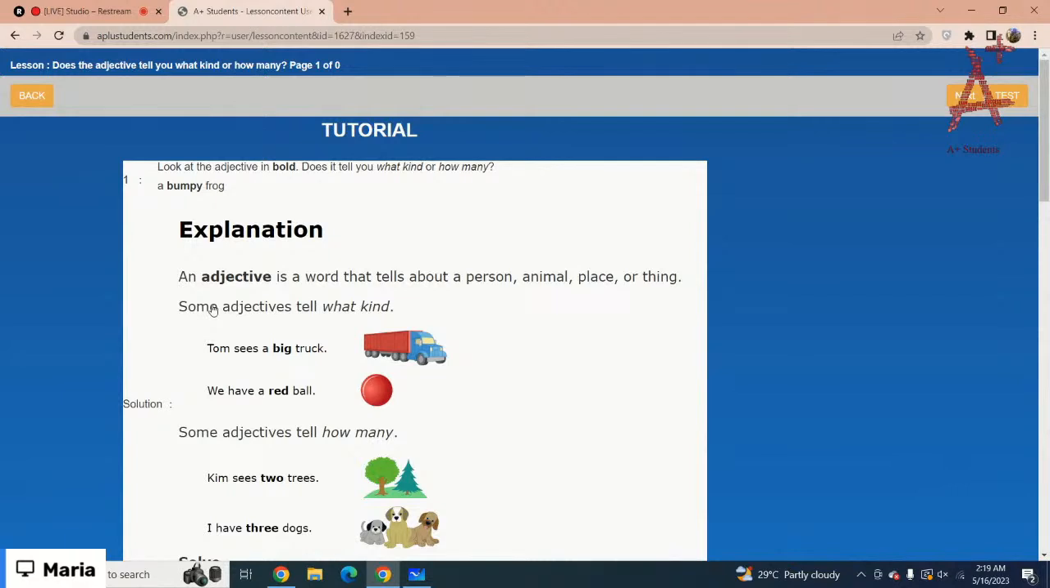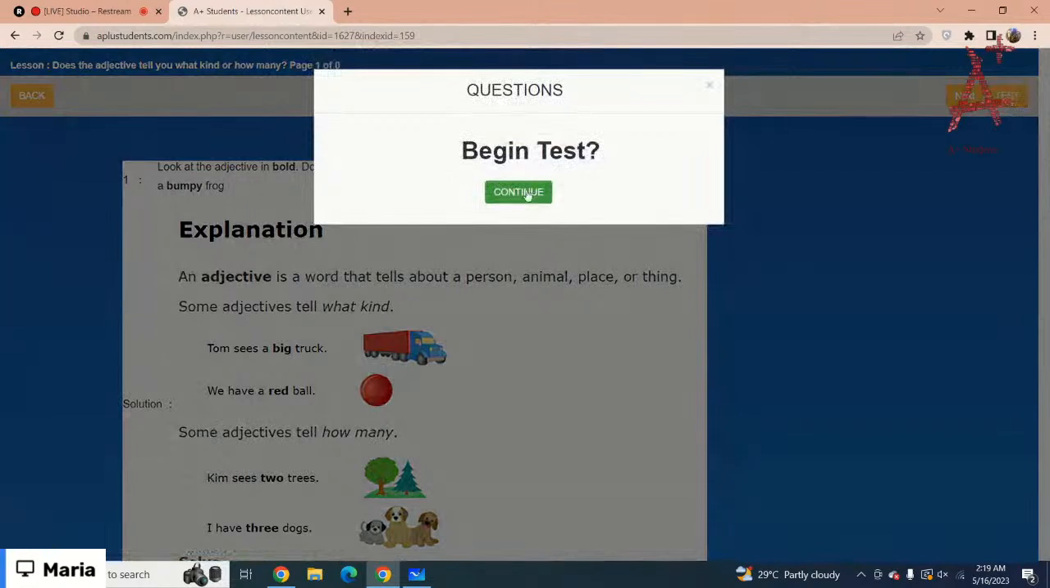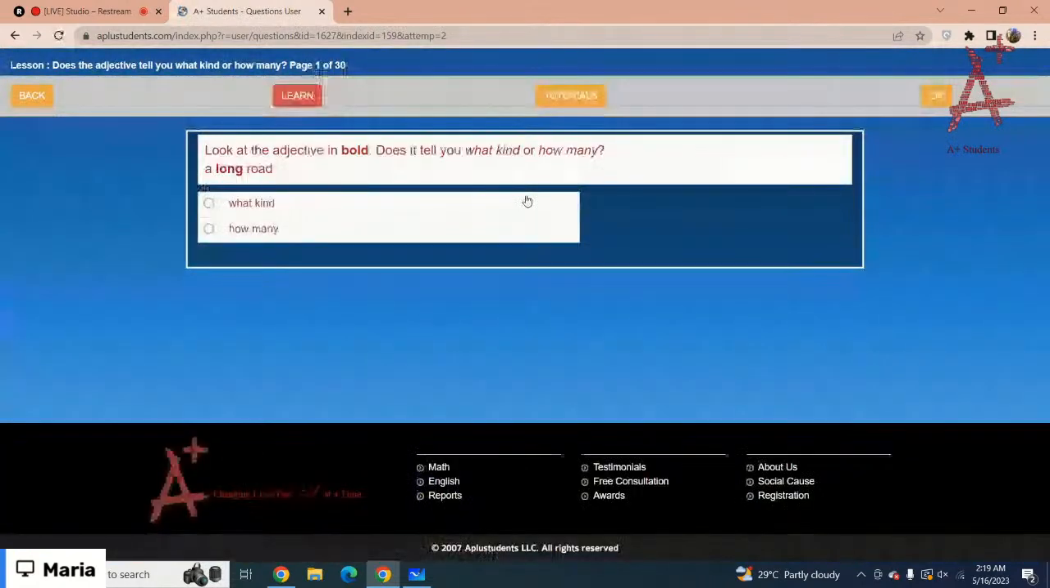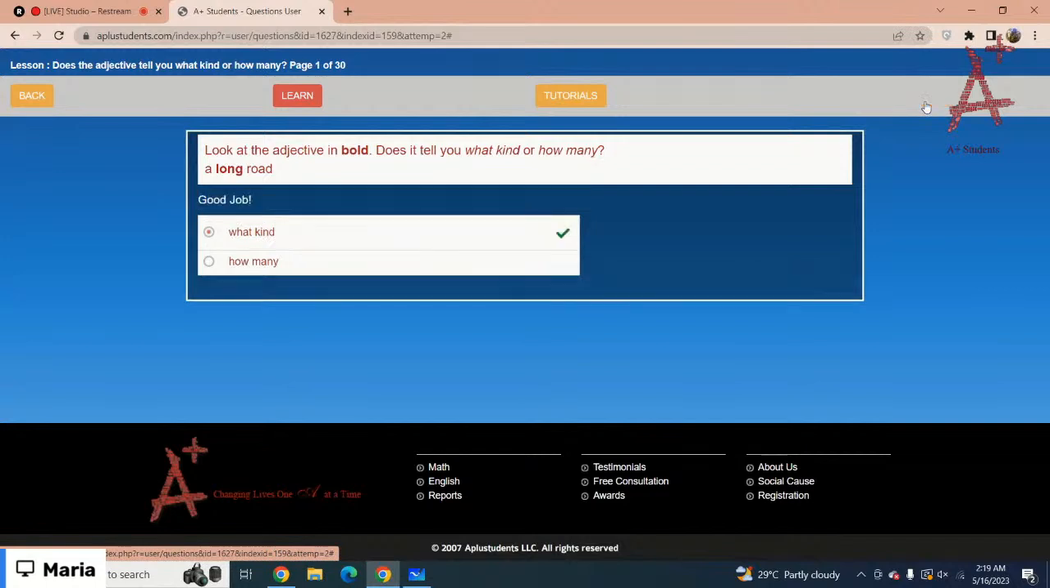Let's just start with the practice question. The same thing we learned in the previous lesson. Okay, look at the adjective in bold. Does it tell you what kind or how many? You have to look at the word and decide whether it tells you what kind or how many. A long road. So long is what kind or how many? Keep this very important: how many is always a number. Got it? So if it is not a number, that means it would be what kind. Long is not a number, so long would be the kind of adjective. The correct option is what kind.